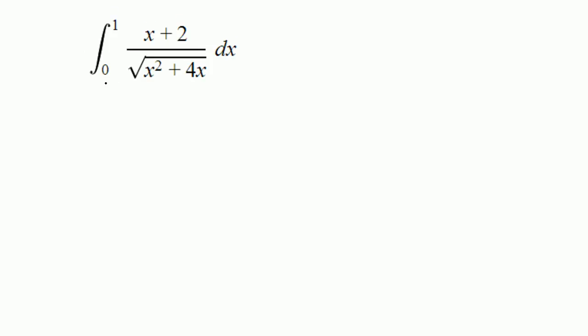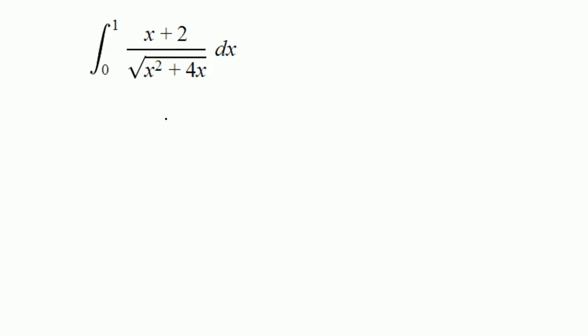To evaluate this definite integral, we can ignore these limits of integration for some time and come back to them later, or we can keep working on these from the beginning. I want to show you both methods here. So let's ignore 0 and 1. Then we have basically an indefinite integral of x plus 2 over root x squared plus 4x.